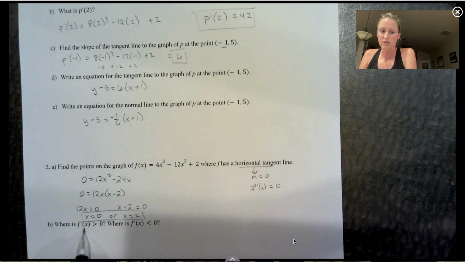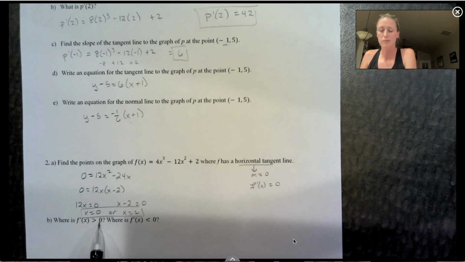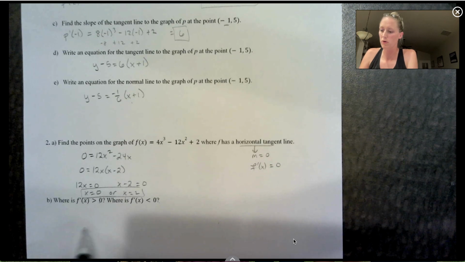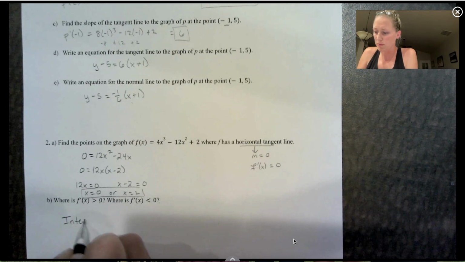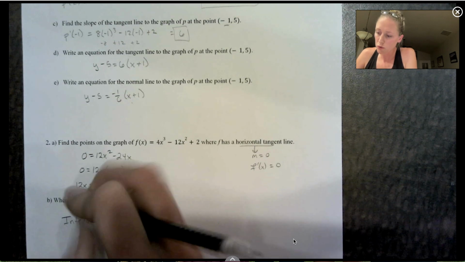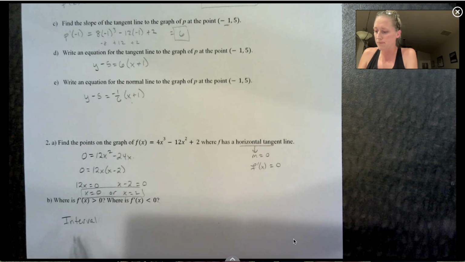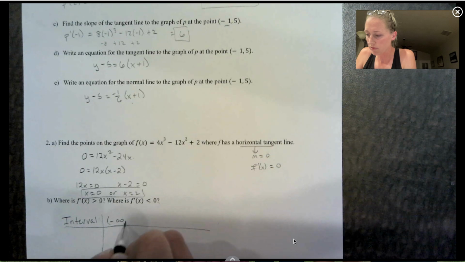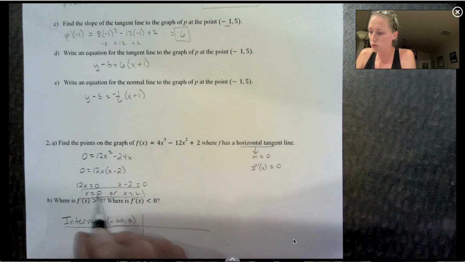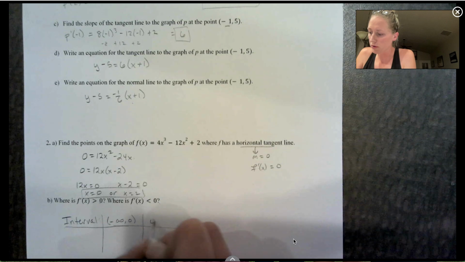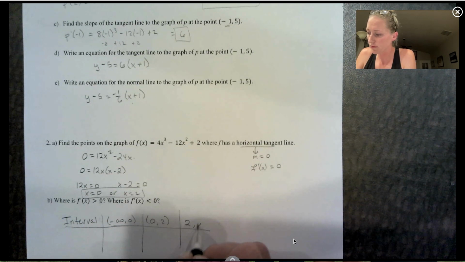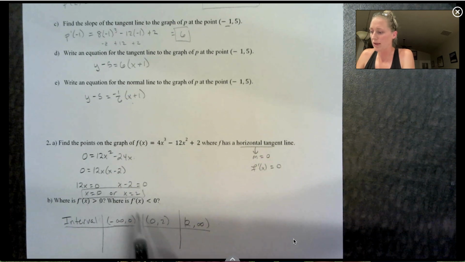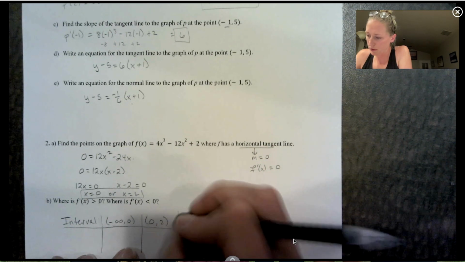Okay, they're asking this part, same function, where is f prime greater than 0, where is f prime less than 0? So how we're going to do this is we're going to look at some intervals and use our zeros as boundary points. Everything less than 0 is going to be -infinity up to 0. That's going to be one interval. And then between our two zeros, 0 and 2, and then 2 on. So we're using these zeros as boundary points to separate our graph into some intervals.